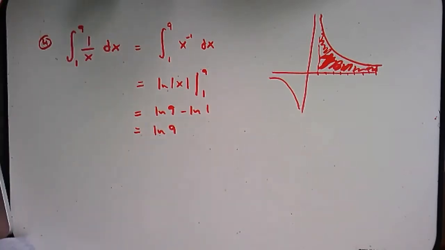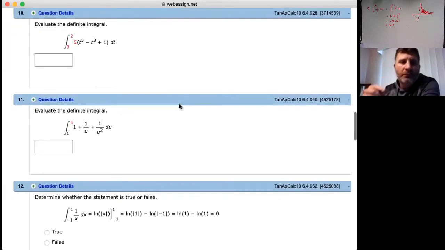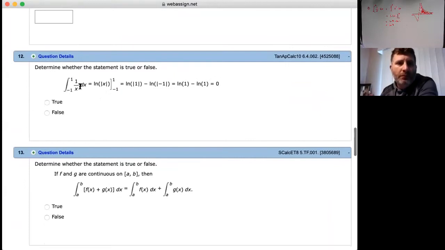I'm going to try and screen share over to WebAssign. There's another question that has to do with this function that I want to take a look at. All right, so problem 12. Problem 12 also has to do with the definite integral of 1 over x dx, and it's a true-false question. True-false questions in general look like they're probably pretty easy, but if they're a good true-false question, there's some sort of trick or some important point behind what's going on here.